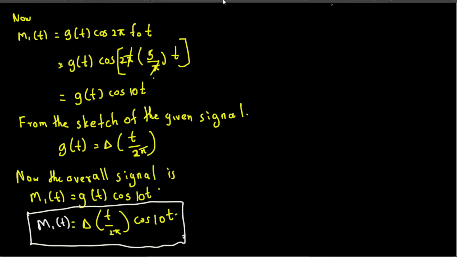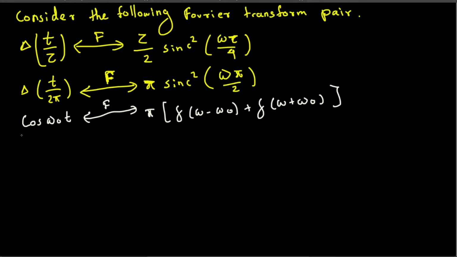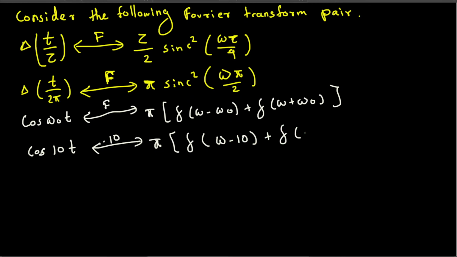Let's look at what we have here. Here we have cos 10t. So we do the same thing for cos 10t. Wherever we have omega naught, we replace it with 10. So the Fourier transform of this is going to be pi times delta of omega minus 10 plus delta of omega plus 10. And that's the Fourier transform of cos 10t.